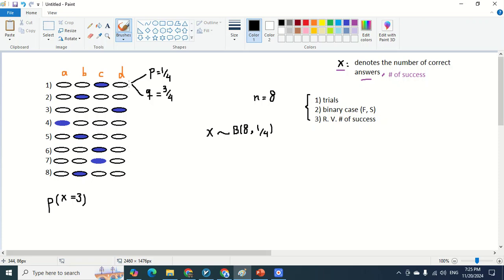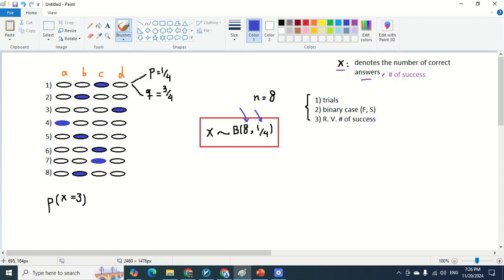So knowing these things, we can realize that the distribution follows the binomial probability, or X follows the binomial distribution with two parameters. One of them is n, the number of trials over there. The other one is p, which is the probability of success.